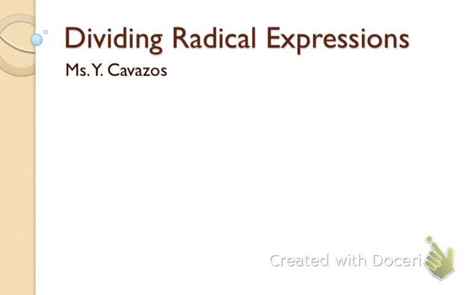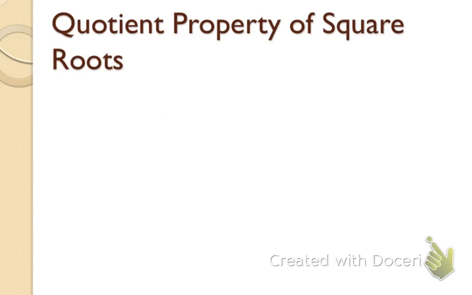Dividing radical expressions. You learned how to simplify radicals, how to multiply them. Now it's time, of course, to know how to divide them. Before we start though, there is a property that I want you to be aware of, and it is called the quotient property of square roots.